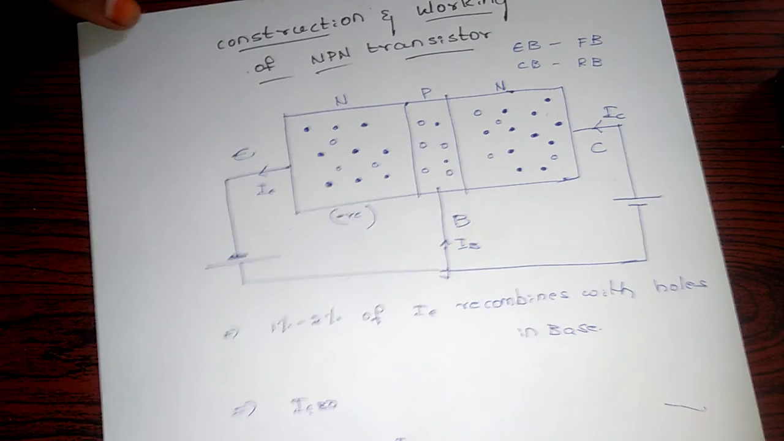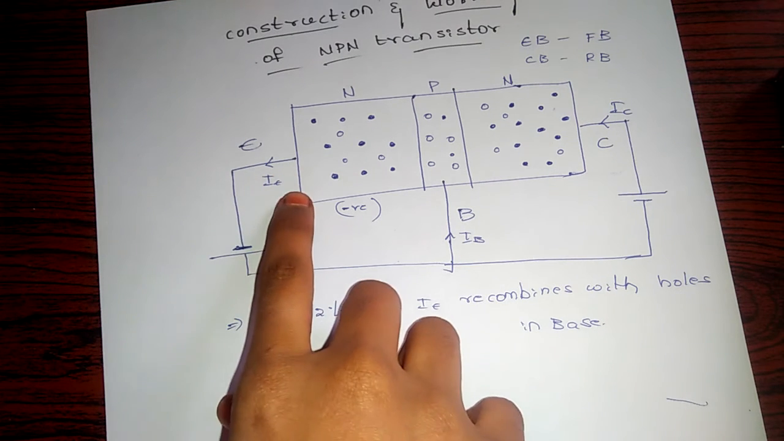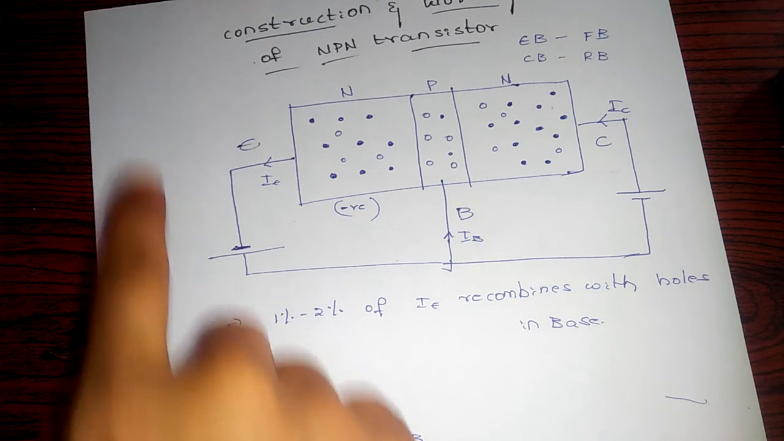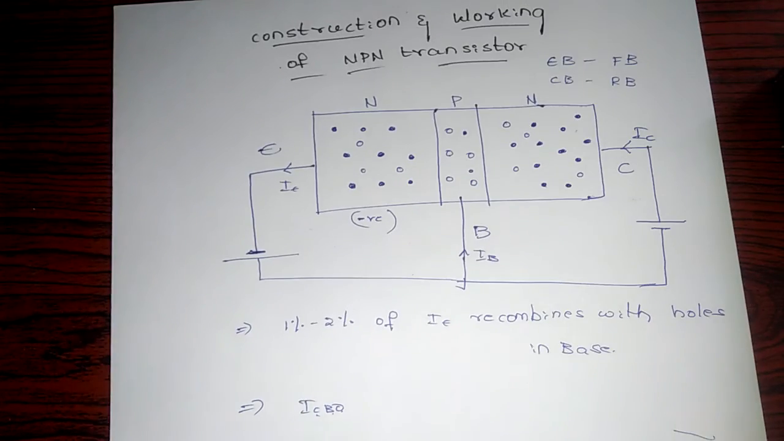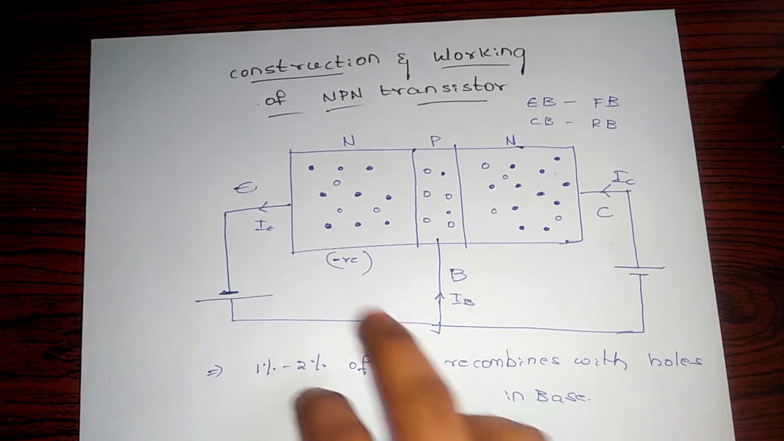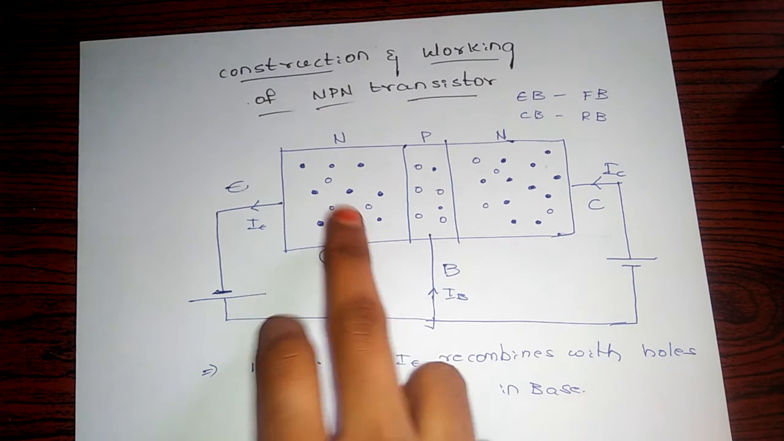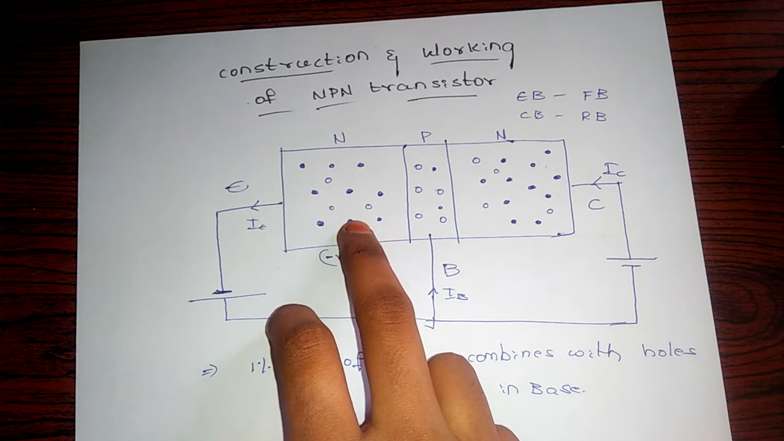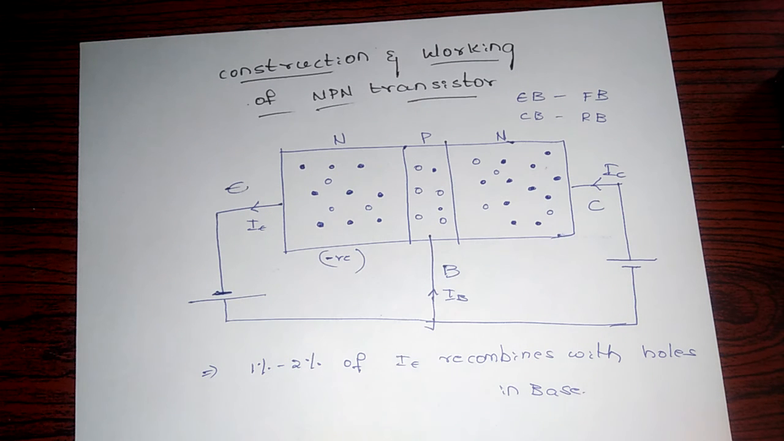So this is about the construction and working of the NPN transistor, where to operate in the active region, we give the emitter junction forward bias and the collector junction reverse bias. Only 1 to 2% recombines with holes in the base, so nearly 98 to 99% of the current flows towards the collector. So this is about the construction and working of the NPN transistor.